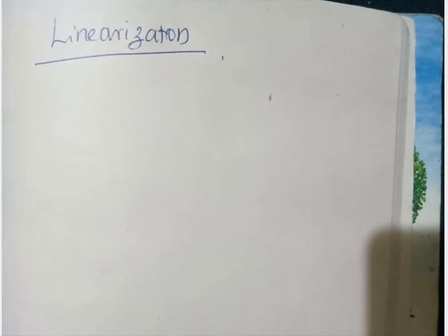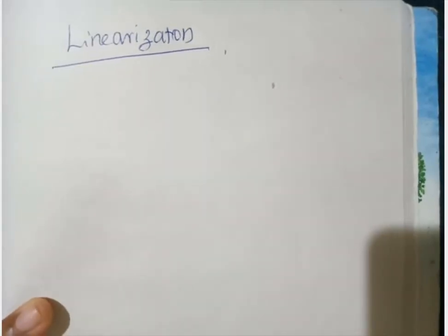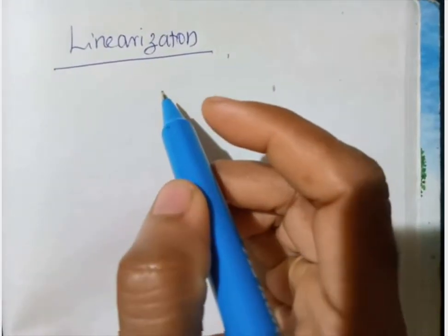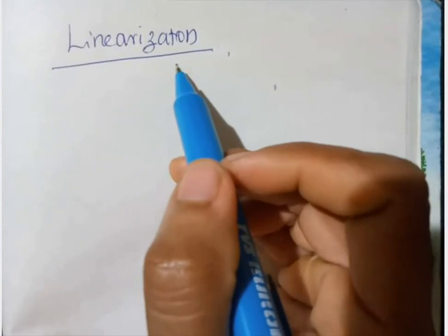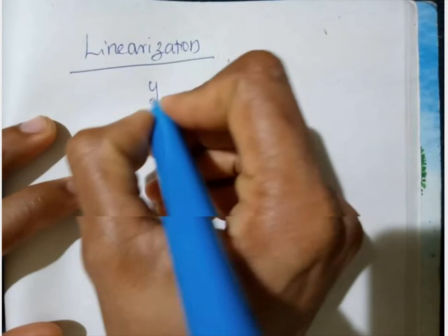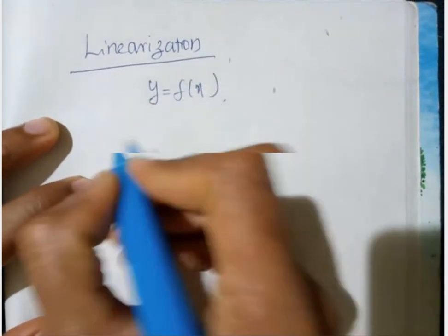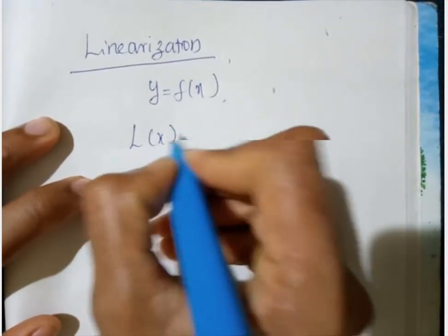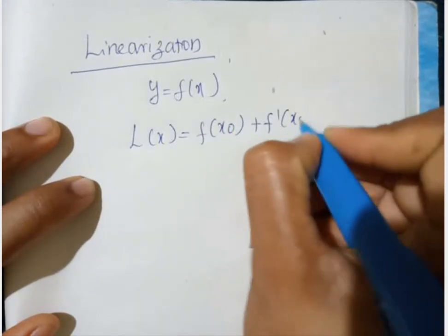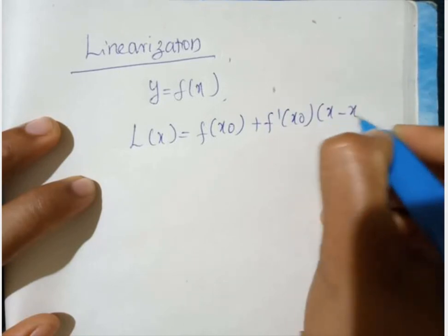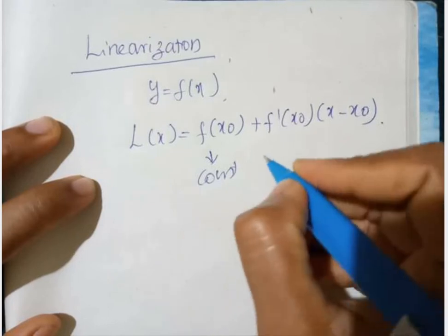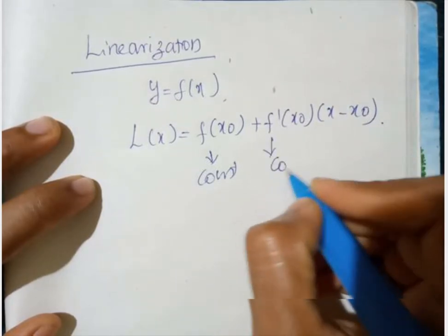Hi, what is linearization? Linearization or linear approximation. Linear approximation of one variable y equal to f of x is L of x equal to f of x naught plus f dash x naught into x minus x naught. This is a constant. This is a constant vector.